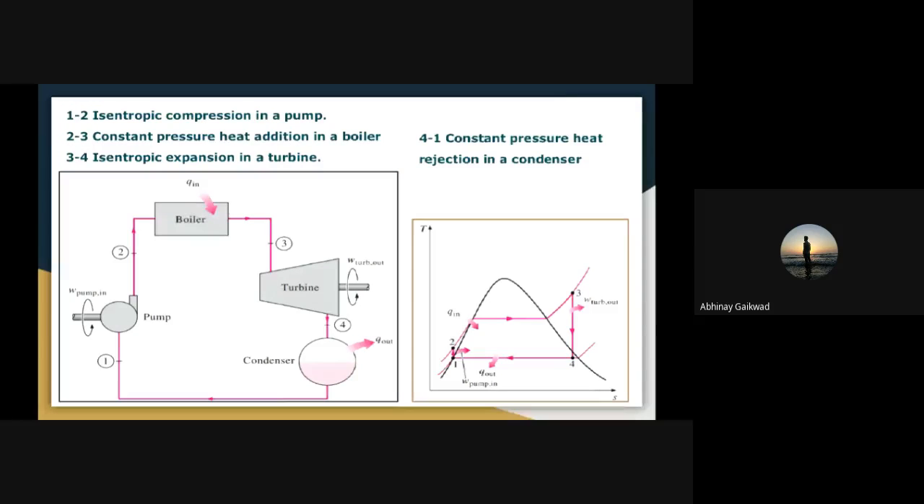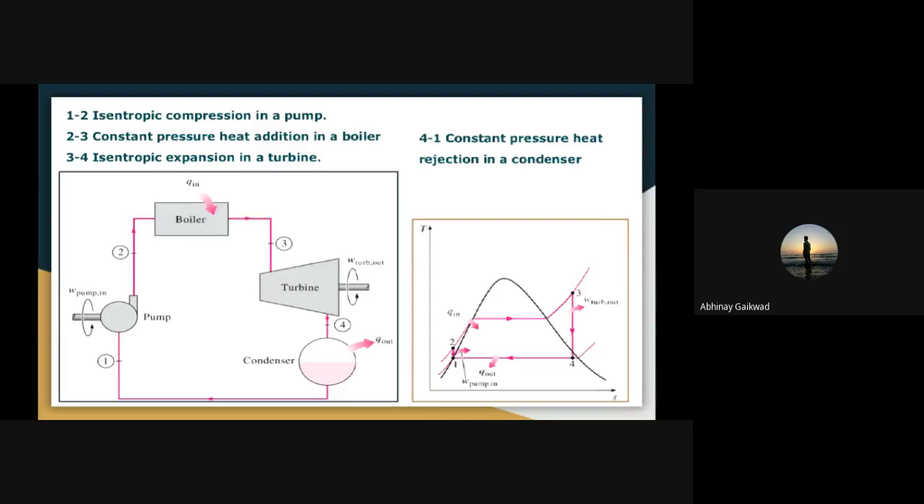The vertical distance between state 1 and state 2 on this T-S diagram is greatly exaggerated for clarity only. If water were truly incompressible, would there be any temperature change at all during the process? That question may arise. So process 1 to 2 is the isentropic compression in the pump.